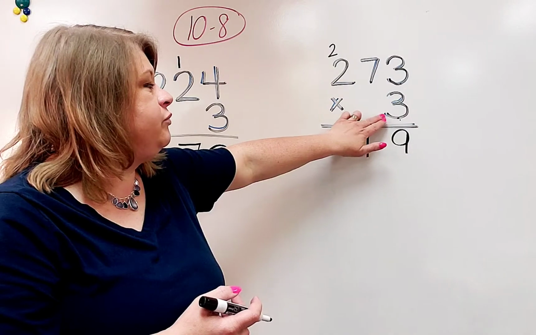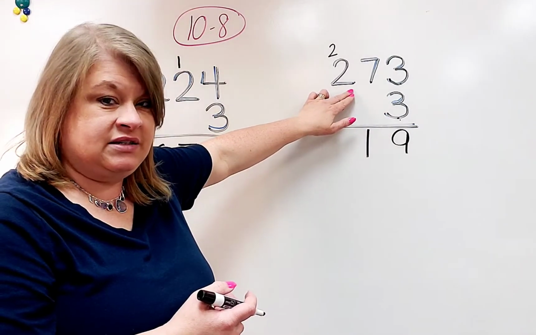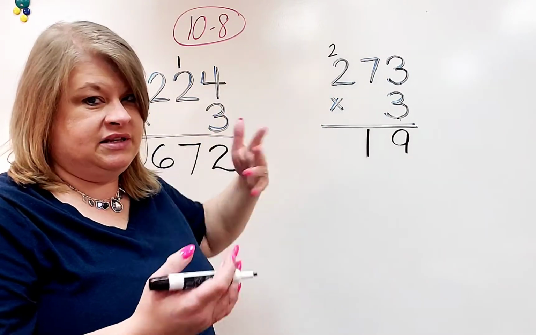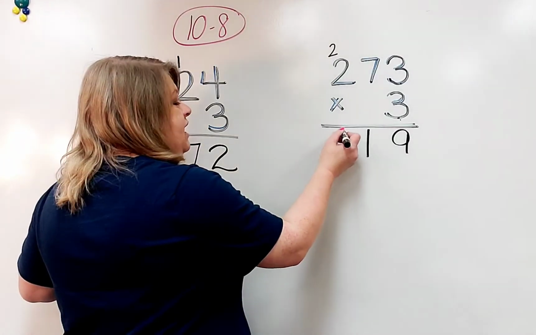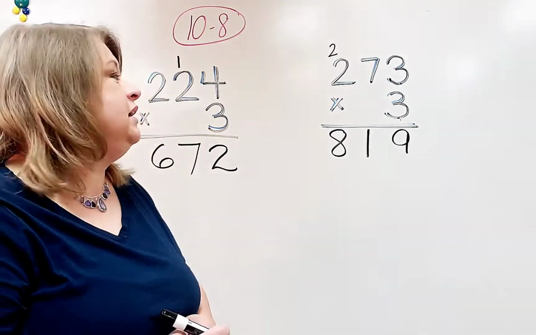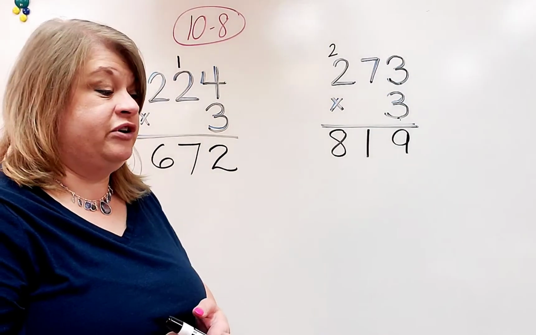You can have some columns that have regrouping and some that don't. So start here now. 3 times 2 is 6 hundreds. Add 200 more. 600 plus 200, that's 800, right? So we're going to put an 8 here because it's in our hundreds place. 819. You can regroup in different parts.